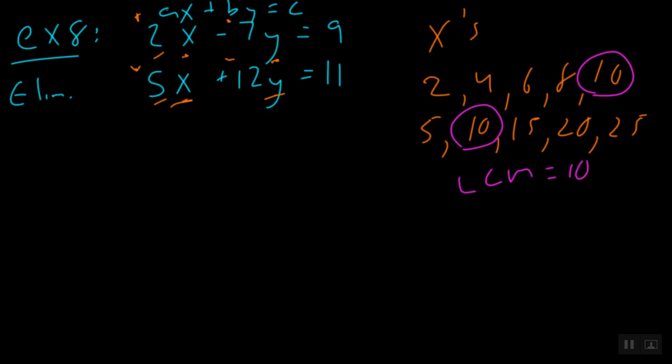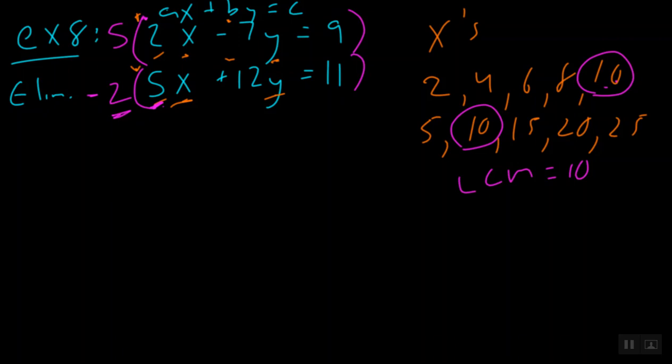So how does that influence us? Well, that means that we want to multiply both of these equations. I want to multiply 2 by some number that gets me to 10, and so I will multiply by 5. And here, I want to multiply 5 by some number that gets me to 10, and that's going to be 2. But remember, to eliminate, I need a positive and a negative. So let's multiply this one by a negative 2.